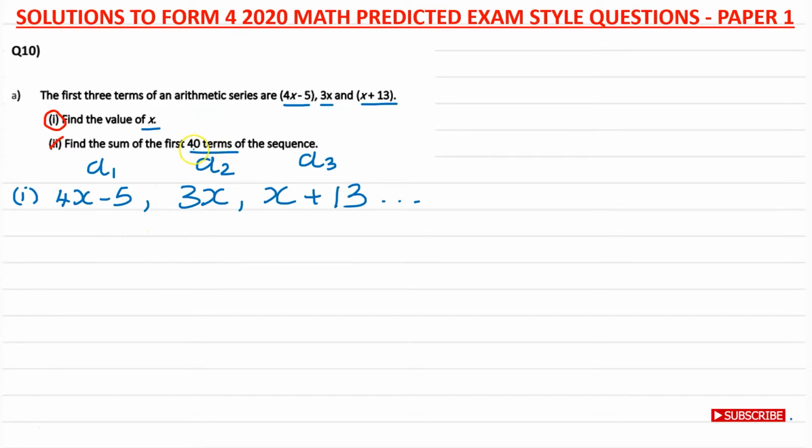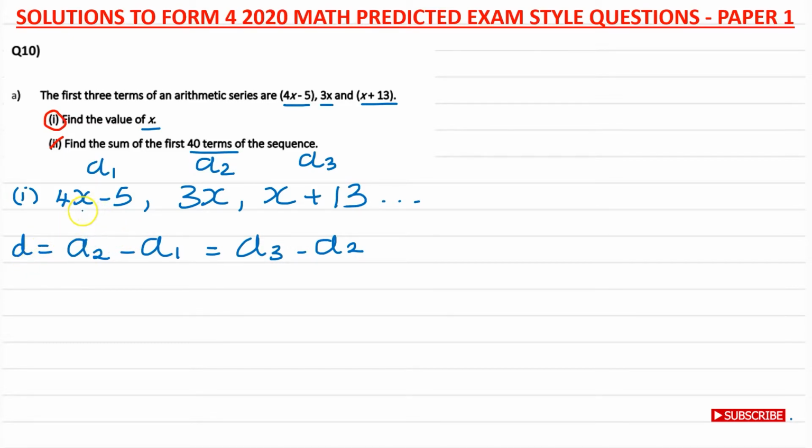Now we know when we have an arithmetic series, the common difference is the same, which is the difference between two consecutive terms. So if we do A2 take away A1, that will give you the common difference, which is going to be equal to A3 take away A2. So let's do that here. A2 take away A1 is going to be equal to A3 take away A2. This will give you the common difference.